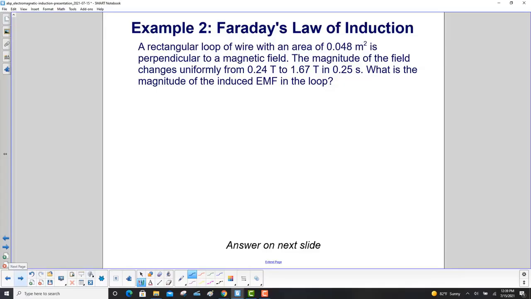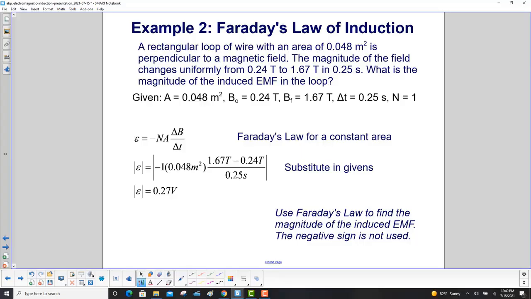Example 2. A rectangular loop of wire with an area of 0.048 square meters is perpendicular to a magnetic field. The magnitude of the field changes uniformly from 0.24 Tesla to 1.67 Tesla in 0.25 seconds. What is the magnitude of the induced EMF in the loop? We list our givens, and then, since all we say is there's a rectangular loop of wire, we assume that means just one loop, so n is equal to 1.